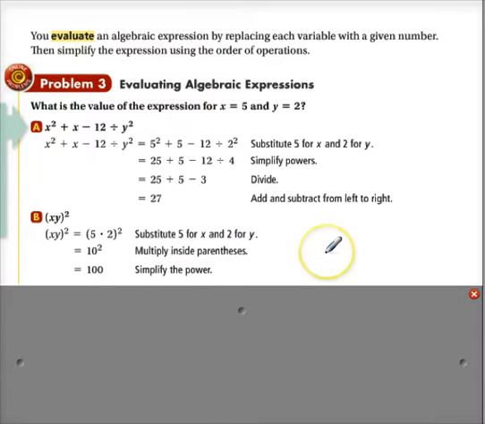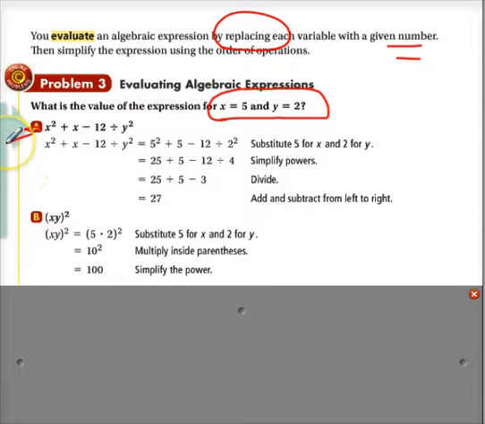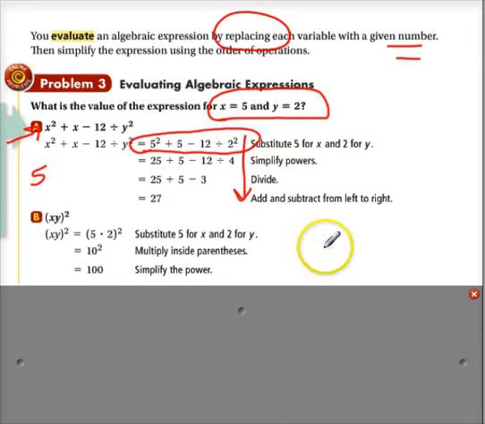All right, we can evaluate an algebraic expression by replacing each variable with a given number, and they will give you those numbers. So, for example, evaluate these expressions when x is 5 and y is 2. So here's the expression. Wherever you see an x, put in a 5. So I would rewrite the entire problem. Oh, they did it right here. Rewrite the entire problem with 5s in for all the x's and 2s in for all the y's. Then do as you would with order of operations.